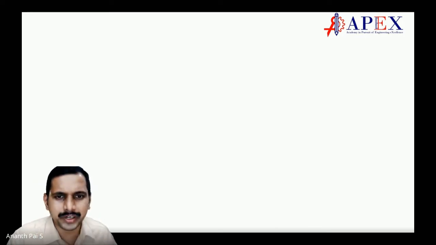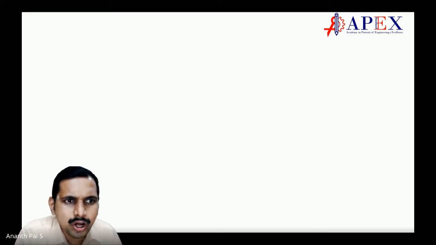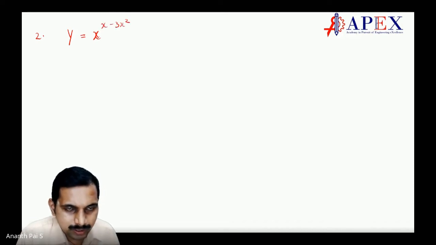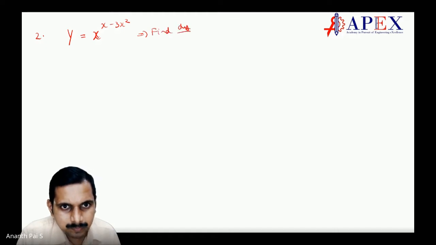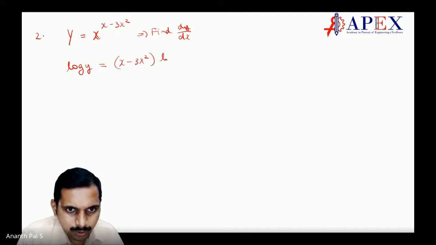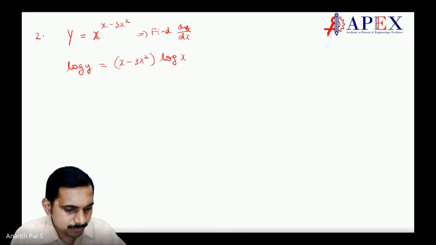Okay. This you have to write along with me, because there is no concept here which is not known to you. So y is equal to x raised to (x minus 3x square). Now to find dy by dx. Correct. So what is it? Log y. Again, for these kinds of things you take the logarithm. Log y is equal to (x minus 3x square) into log x. Correct. So we can use this.